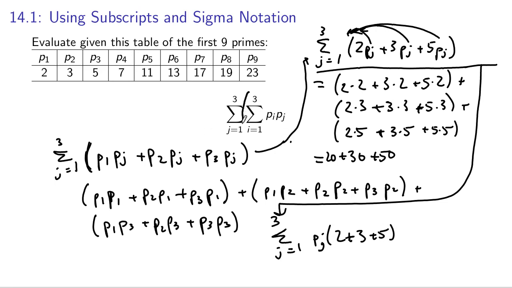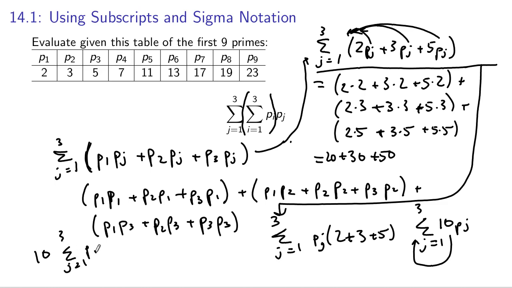In other words, you could think of it like this. And so 2 plus 3 plus 5 is 10. So we would get the sum from 1 to 3 of 10 times pj. And we already saw we could pull the 10 in front using the distributive law. So we would have 10 times the sum from 1 to 3 of p sub j.